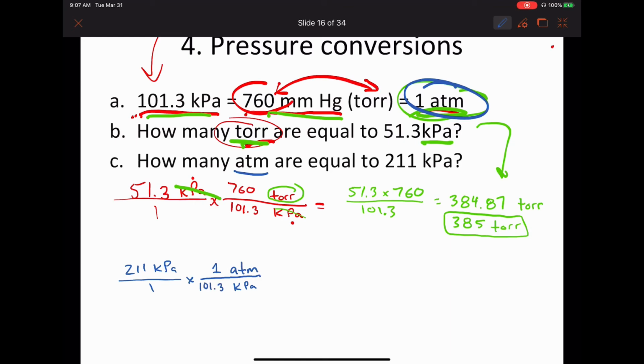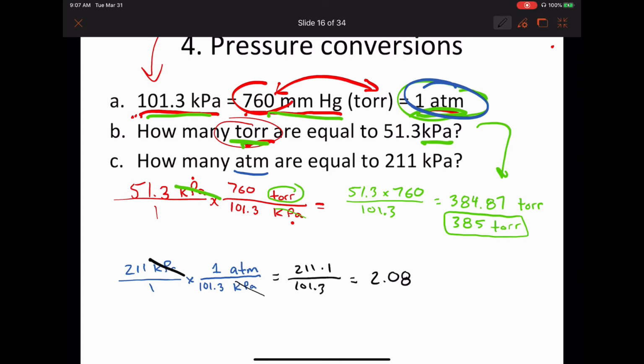We basically do the same thing. We're going to cancel out the kPa's, and then we'll multiply across. So that'll give us 211 times 1 over 101.3, which will give us 2.08.